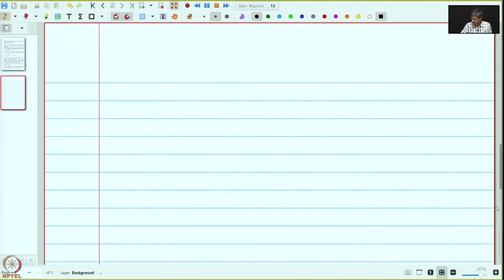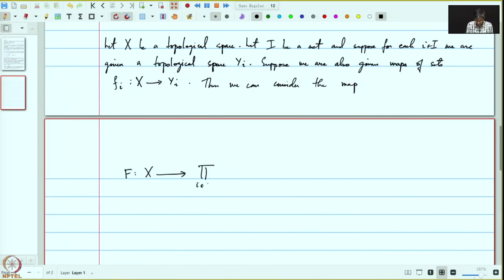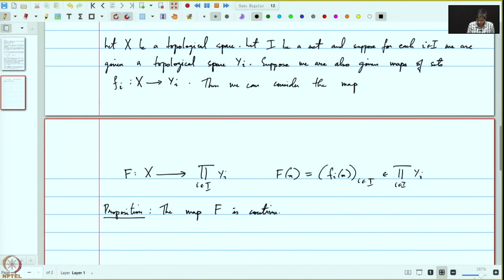Okay, so given this data, we can define a map f from X to this product of Yi's. So what does f do? F of x just puts together all these maps fi's. So this is equal to fi of x, which is an element of this product. Okay. So with this notation, we have the following very useful proposition. The map F is continuous if and only if each Fi is continuous for all i.